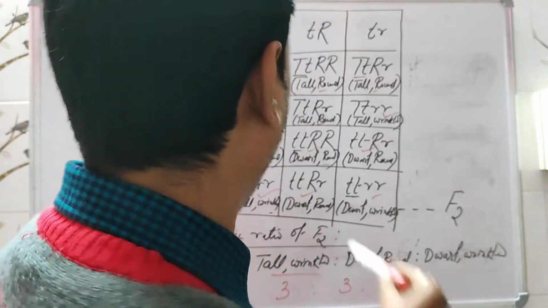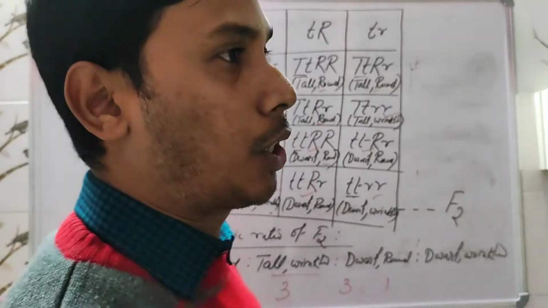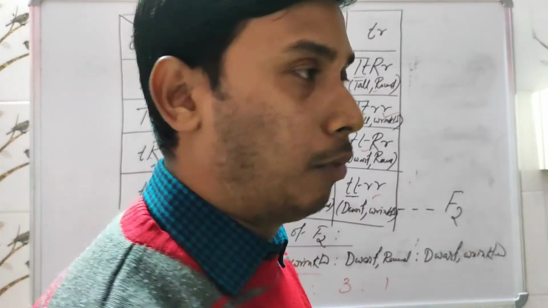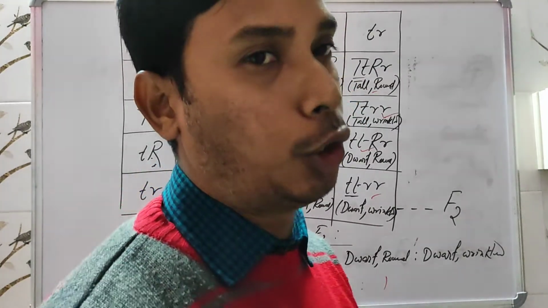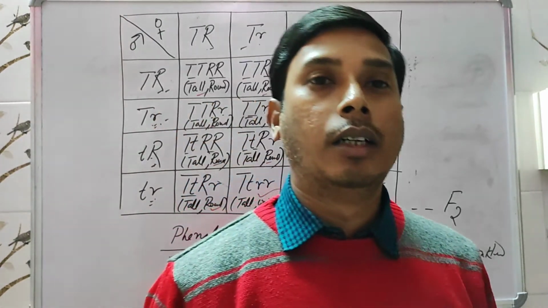You can check it if you place these genotypes and count their frequency, the number of repetitions of these alphabets, and then you will easily get the genotypic ratio which I told. Okay, so this is about the Mendelian dihybrid cross.